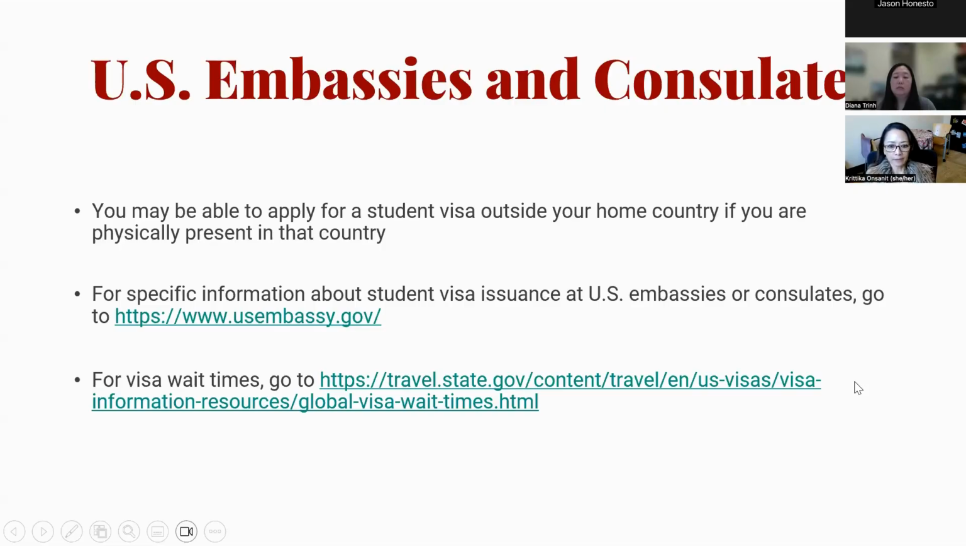The requirements are very specific to the US embassy or consulate in whichever country in which you're applying. So you really do need to check the requirements for those consulates or embassies. There is a resource where you can check on visa wait times. That link, the last link that we have on the slide, you can go to that page and see when the next available visa appointment is in the country in which you're applying.